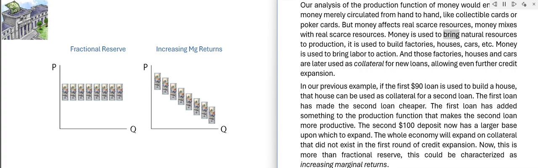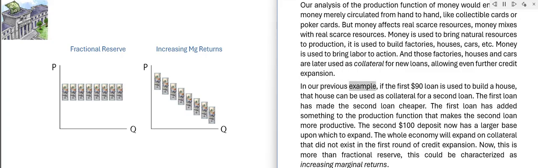Money is used to bring natural resources to production. It is used to build factories, houses, cars, etc. Money is used to bring labor to action. And those factories, houses and cars are later used as collateral for new loans, allowing even further credit expansion.